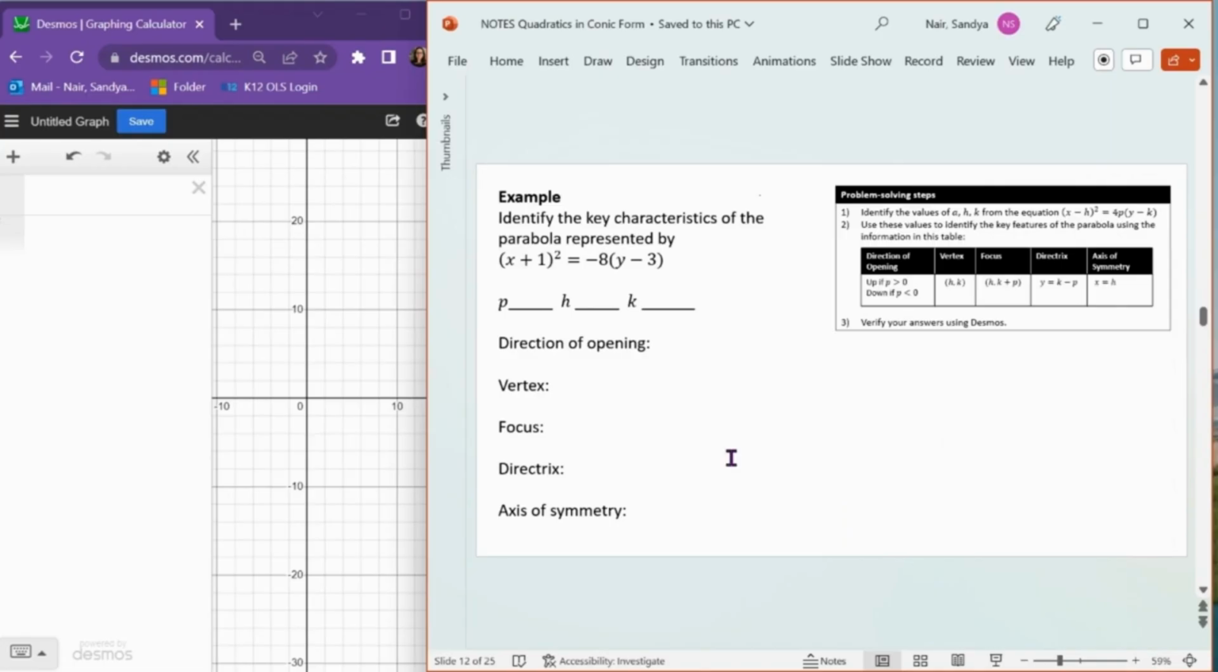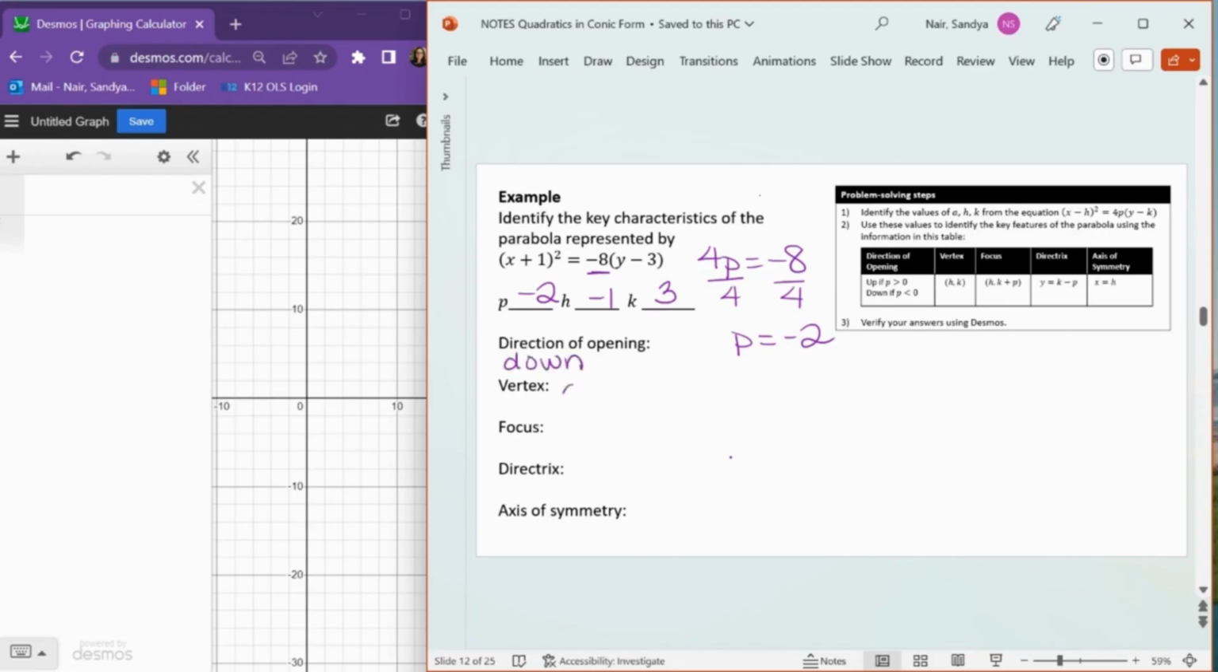We know that this equation has the form (x minus h) squared equals 4p times (y minus k). This value of negative 8 is telling us the value of 4p, so 4p equals negative 8. To find p, we divide both sides by 4, so we get p equals negative 2. Then h and k, remember, will have the opposite sign of what's written in the equation. So h is negative 1 and k is 3. Since p is negative, this parabola is going to open downwards.